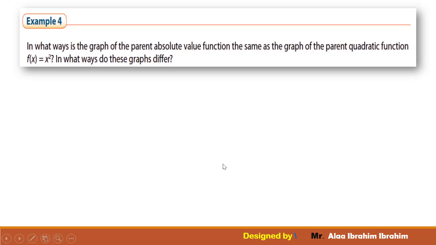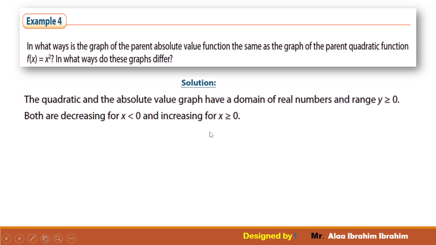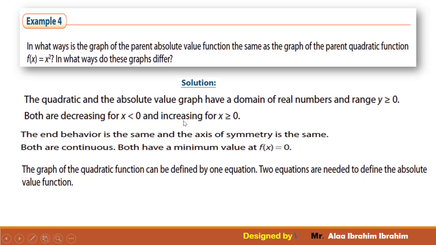So this is example 3. Now I need to deal with a graph or mixed graph. So I need to make something like this example. Here you compare the absolute value and my quadratic function. So the quadratic function and absolute value have the same domain. All of them are real numbers, the domain. And the range is y bigger than or equal to 0. Both are decreasing for x less than 0 and increasing for x greater than or equal to 0. The end behavior is the same, and the axis of symmetry is the same.